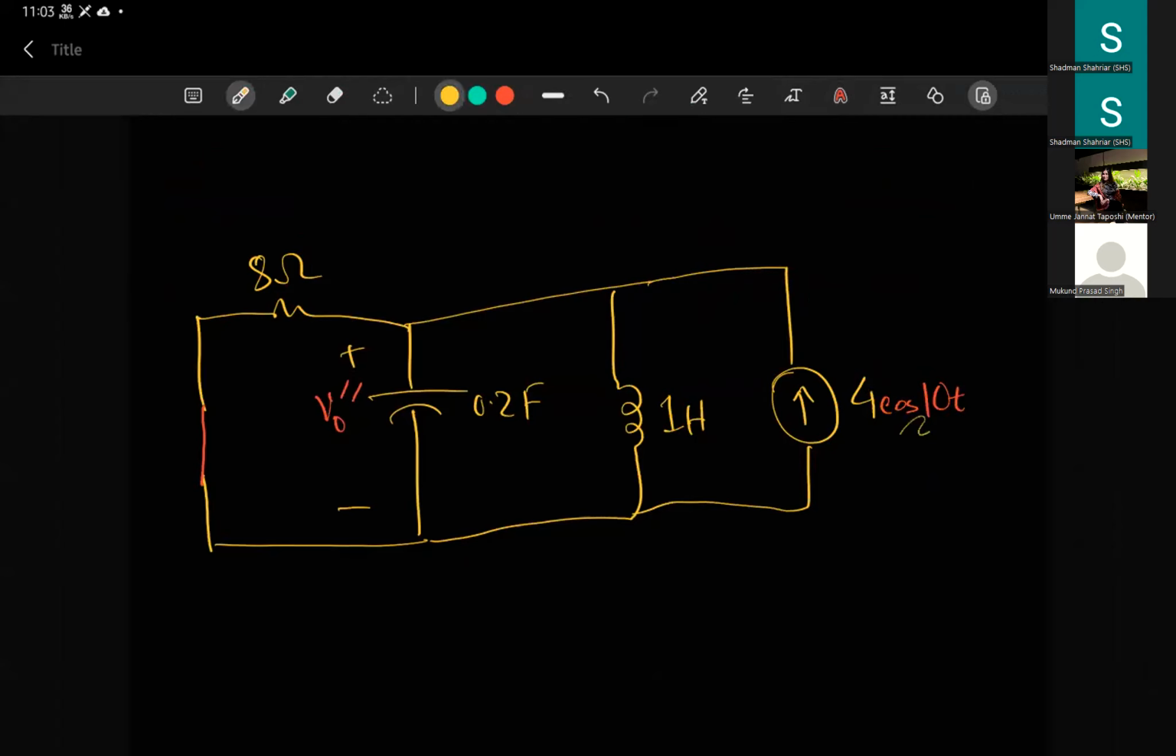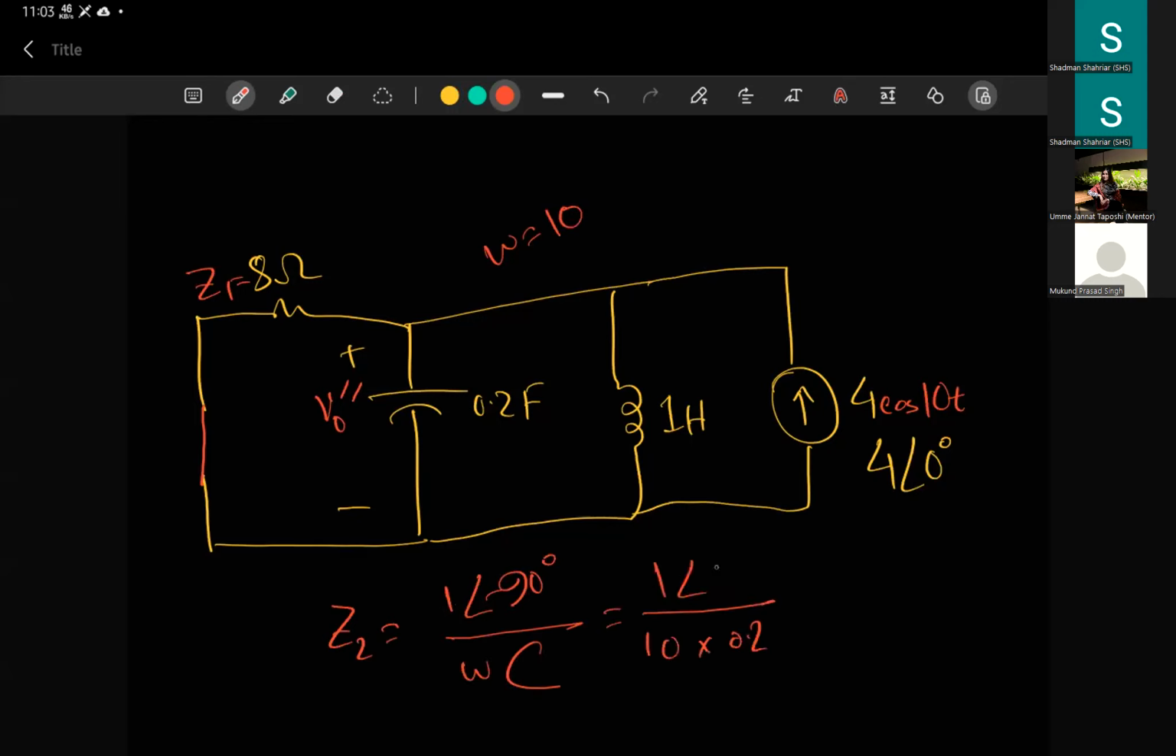So this should be 4 angle 0 degree, except for the fact that you have to remember the value of omega is 10. That means your Z1 is 8, that's fine, but Z2, which was 1 angle minus 90 degree divided by omega c, your omega has changed. 10 times 0.2, and you have 1 angle minus 90 degree. You can do these calculations on your calculator, and basically you get 0.5 minus 90 degree, right?